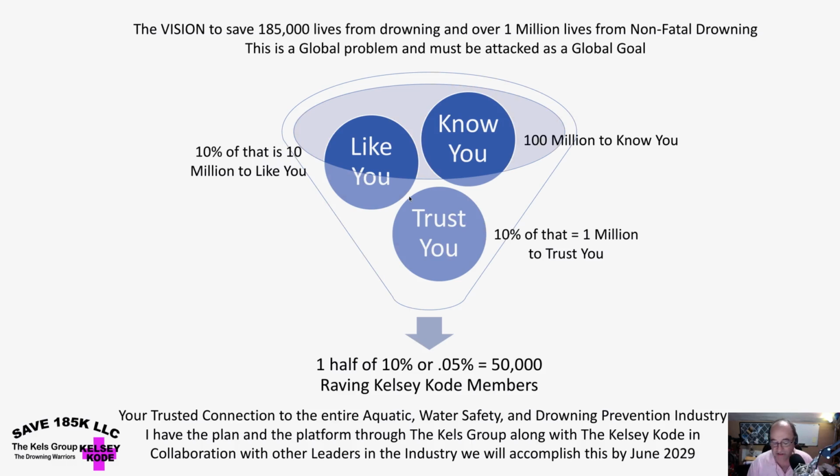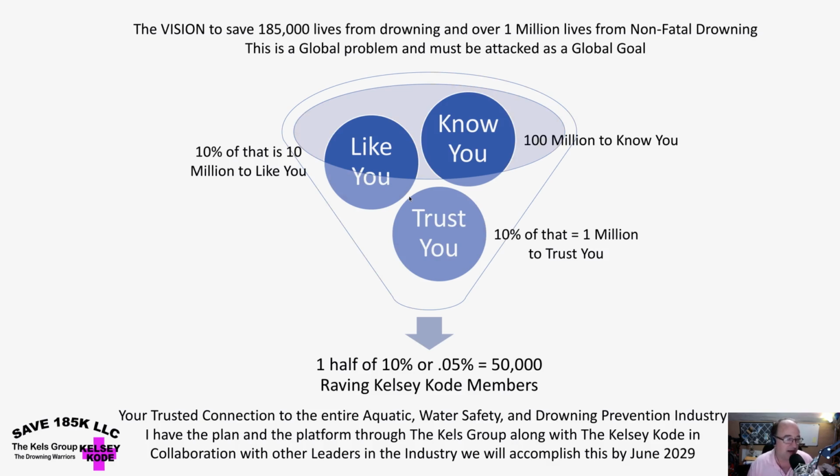My vision here is to save 185,000 lives from drowning and over 1 million lives from non-fatal drowning, and this is a global problem, okay? I've had people ask, where did you come up with this 185,000 lives? There's roughly 390,000 people worldwide that we know of, and the World Congress in South Africa indicated about 4 million people have drowned over the last decade. So those numbers fall in with that. That's about 50% of that, and about 1 million lives from non-fatal drowning.